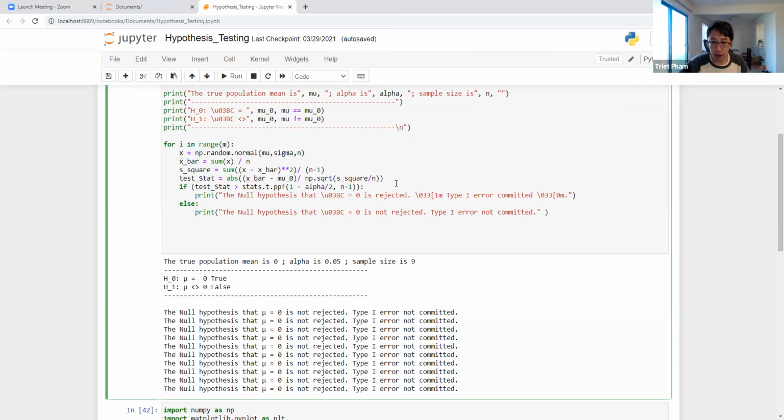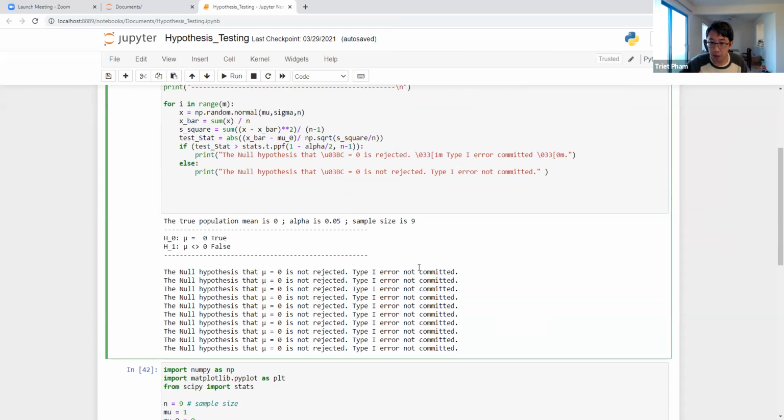I would just sample 10 times, apply this criterion, and anytime I reject wrongly, I will note that type 1 error has been committed. So this is studying type 1 error. Let's see what happens. For this run, all 10 samples do not reject the null, because the null is true.